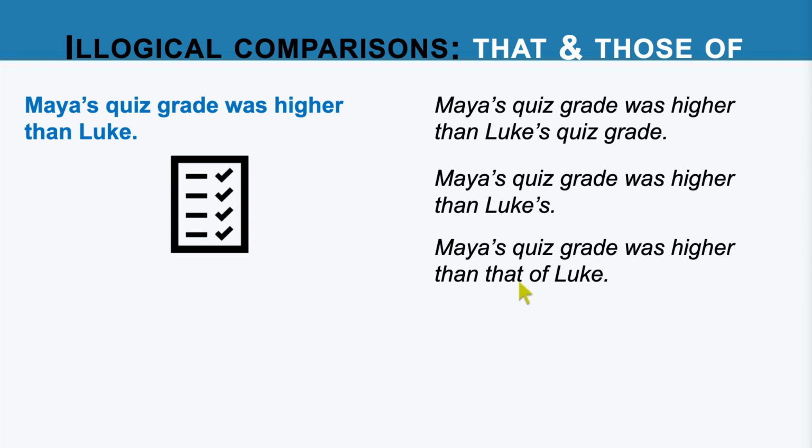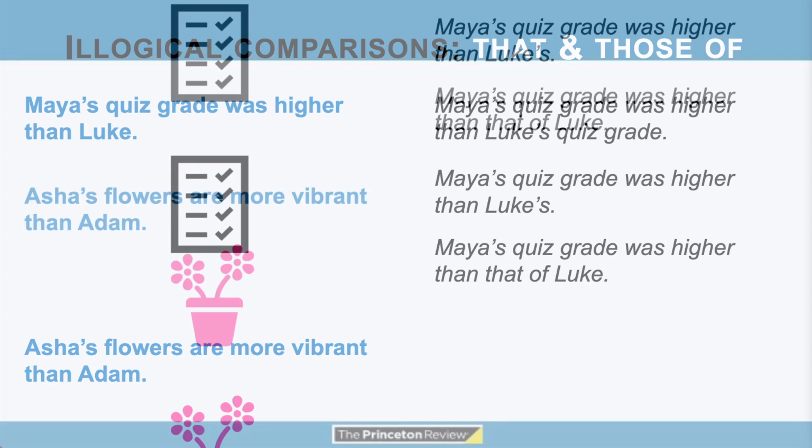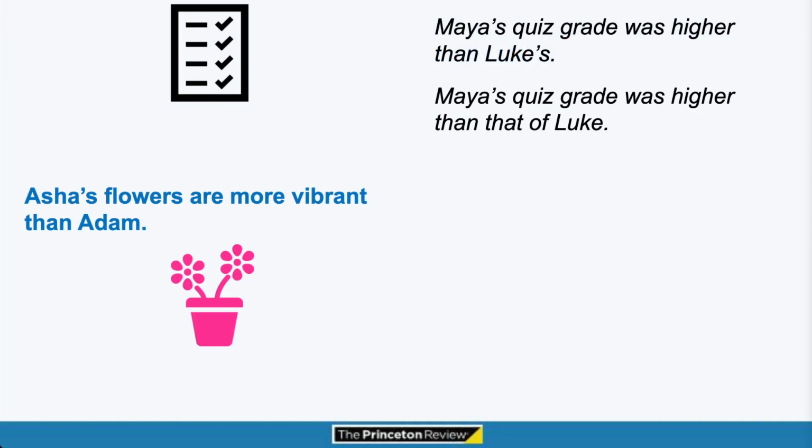Let's look at one last example of an illogical comparison. Asha's flowers are more vibrant than Adam. Okay, so what's being compared here? We see Asha's flowers versus Adam. As you now know, we're definitely not comparing the flowers to Adam. We want to compare Asha's flowers to Adam's flowers.